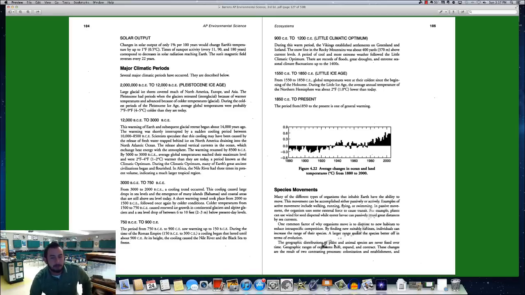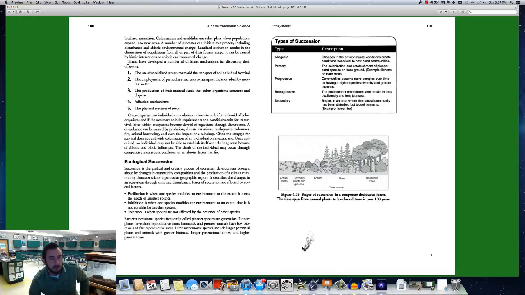And then geographic distributions of plants and animals are never fixed over a time period. Geographic ranges of organisms shift and change all the time. And sometimes, unfortunately, due to humans as well. Colonization and establishment takes place when populations expand in new areas, and a number of processes can initiate this process, including the disturbance of abiotic environmental changes caused by us.